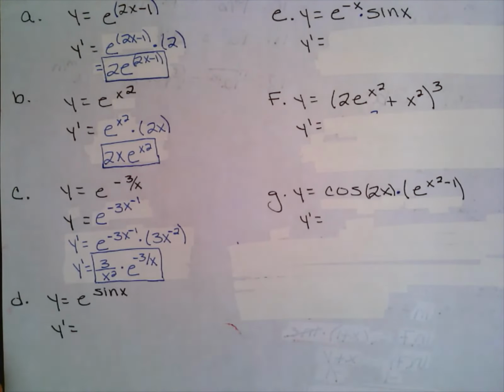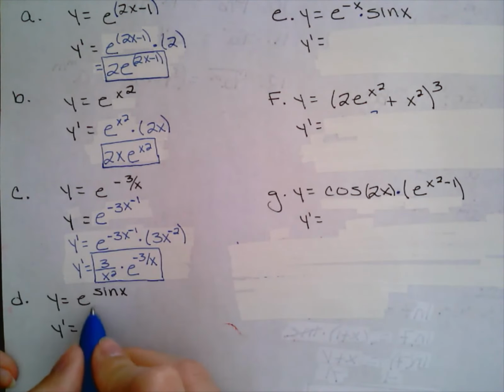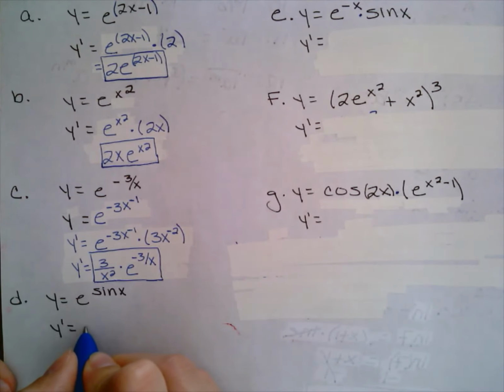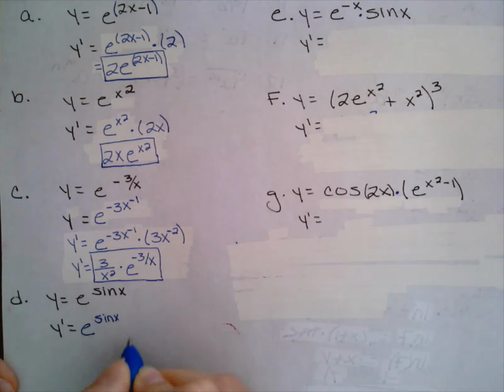All right. So now here, I have sine of x in the exponent. So again, rule stays the same. Rewrite e raised to sine of x times derivative of that exponent. Derivative of sine of x is cosine of x. So you can leave it like that, or you can see it as cosine of x times e raised to sine of x. Either one is fine.